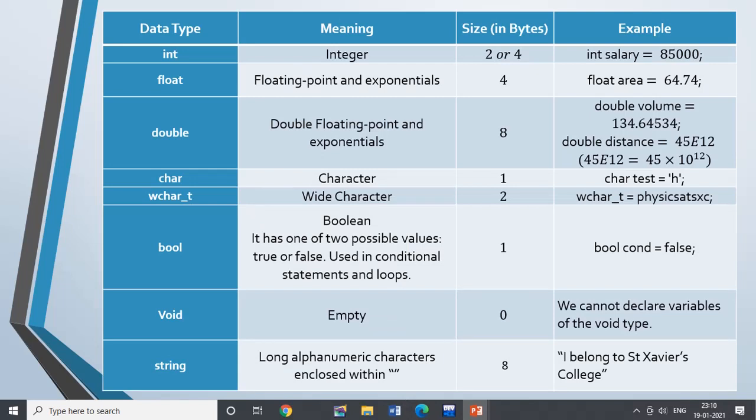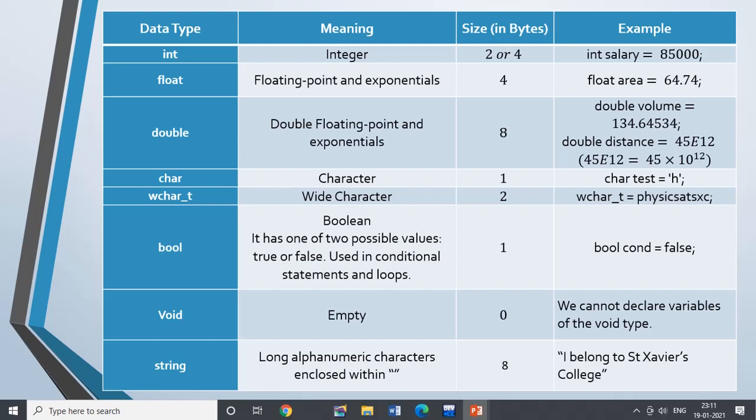Now these are different data types, their meanings and the size of the data. Size of the data is usually given in bytes, with some examples. The first example is integer. You are very familiar with this and we have done a lot of examples using integers. The data type is int and it has 2 to 4 bytes size. For example, int salary = 85,000, where salary is a variable and int is the data type.